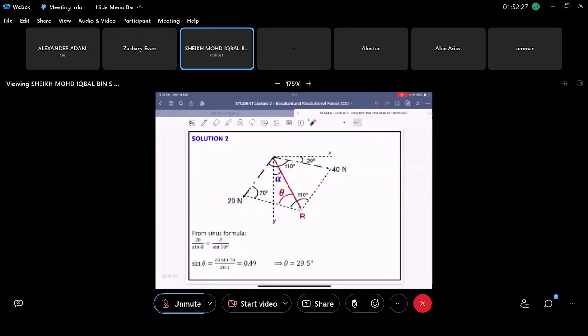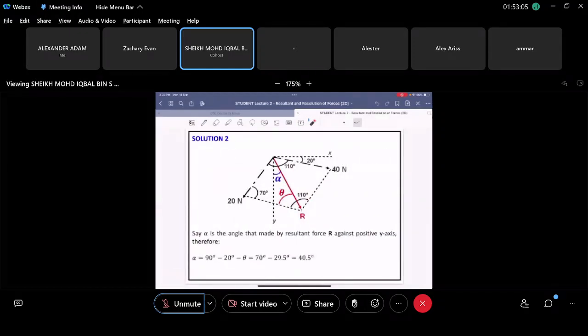And then to calculate theta here, you can use the sine formula, right? So 20 divided by sine theta is equal to R divided by sine 70 degree. Remember, for the sine formula, you always take the angle across from it, right? So you know what R is. So just calculate this one, and finally you have your theta, which is 29.5 degree, right? So it's easy as that. You just use the sine formula and just substitute all the values inside of the sine formula, right?